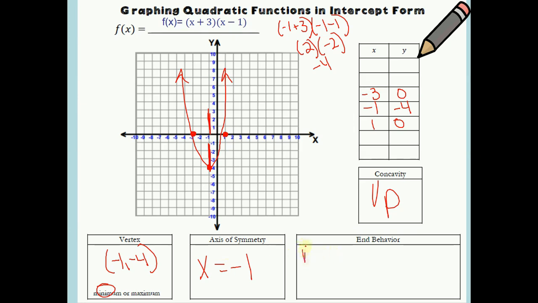And behavior, we got as x goes to negative infinity, y is going to, so as I go to the left, what's going on the left of my graph? We're going up, so infinity. And then as x goes to infinity, y is going to also infinity.